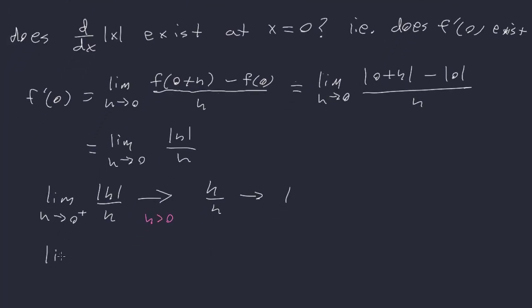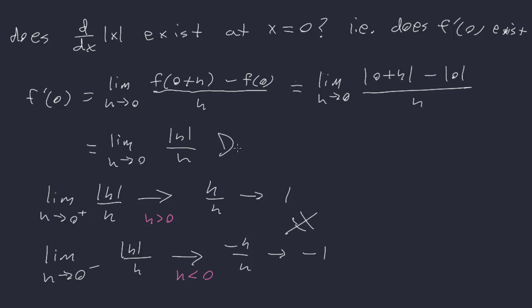However, the limit as h goes to 0 from the left of the absolute value of h over h, here our h is negative. So we negate that absolute value of h to get negative h over h, which is negative 1. All right, so from the right and the left, these do not match. Okay, so this limit does not exist. Well, what's happening here?